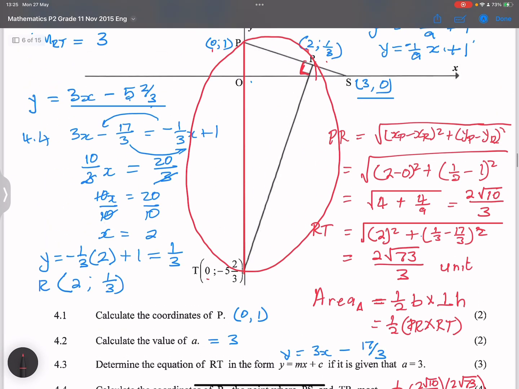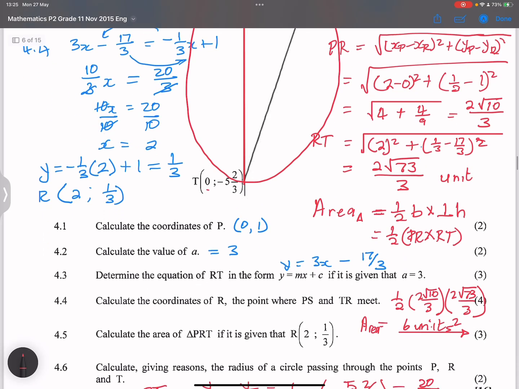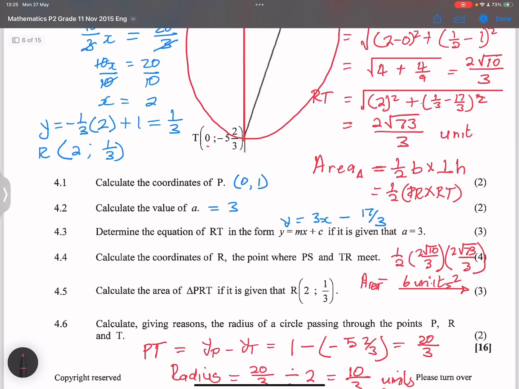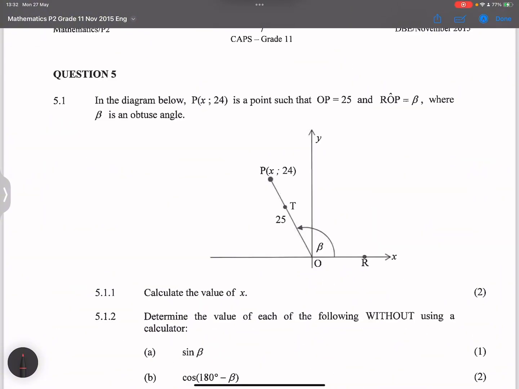Remember that, if we don't know our Euclidean geometry at this stage, it would be really helpful for you to know that by now. Okay, right, let's go on to the next question, which is question 5. Start with question number 5. So they say in the diagram below we've got P, which is x and 24, right, which is a point such that OP, so meaning that the length of this line here is 25, and they say ROP is beta, where beta is an obtuse angle. So they say calculate the value of x.